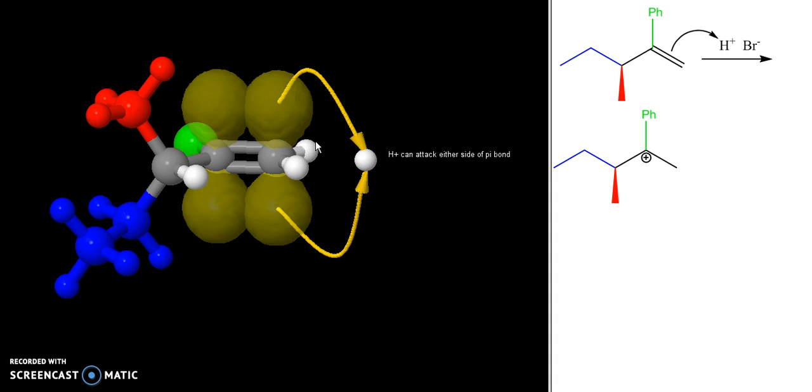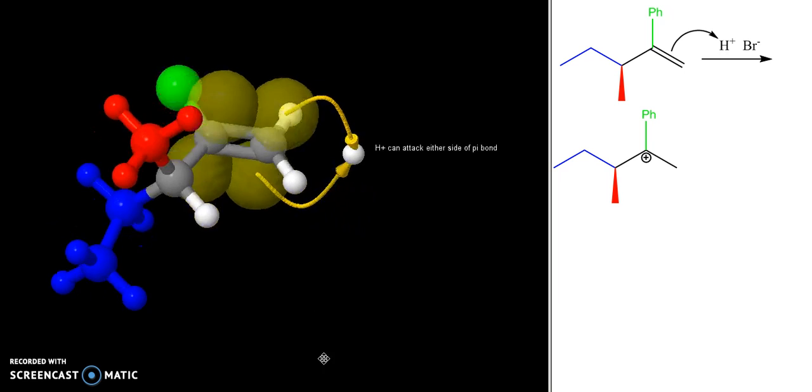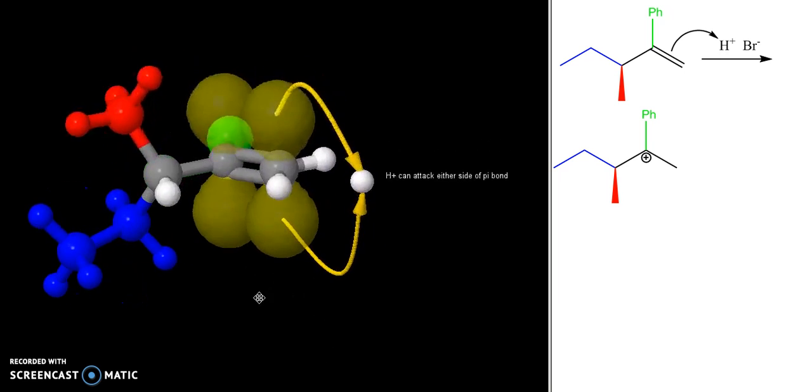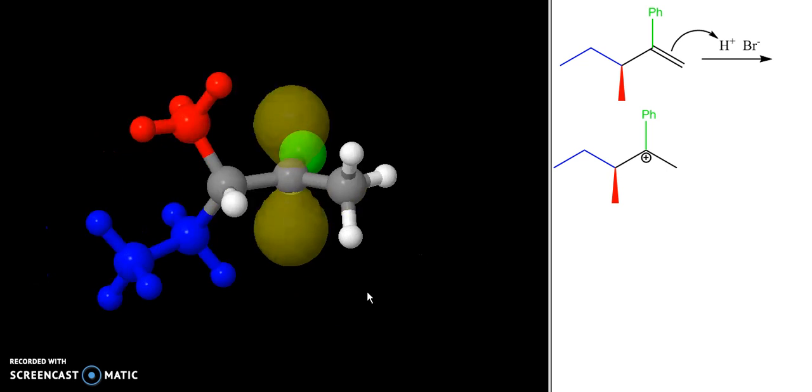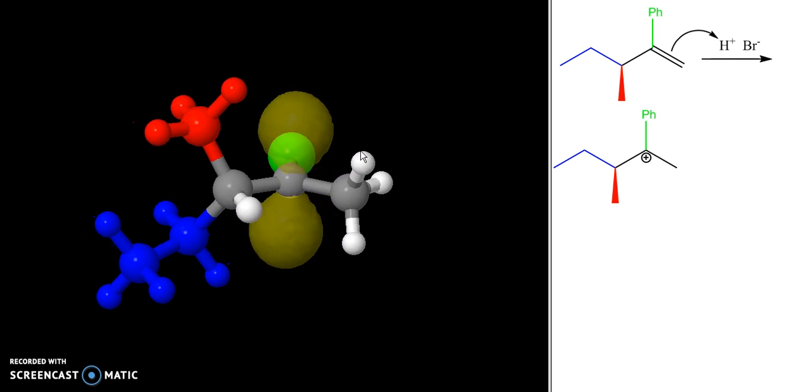Since there are two other hydrogens here, it doesn't really matter in this case, but if there were different groups here, it might affect things. Now you might be able to argue that since this methyl group is blocking the top a little bit more than the bottom, it'll probably come in from the bottom, but that's not really important for us right at this moment. What I do want to look at is the carbocation that results when this attack of this carbon by the hydrogen happens. So in this model we have our hydrogen that has added to the end carbon here.